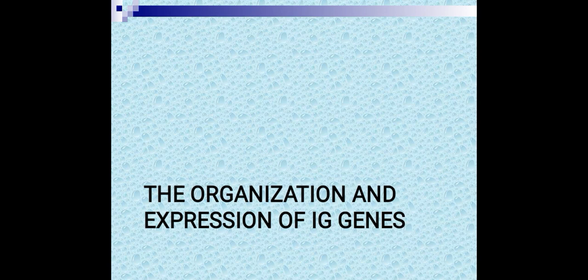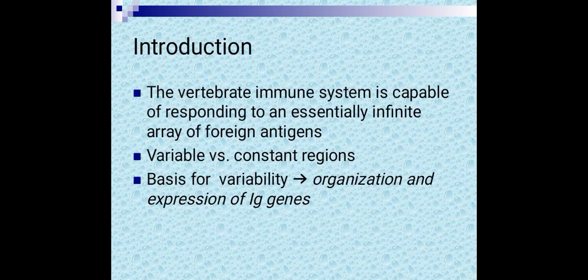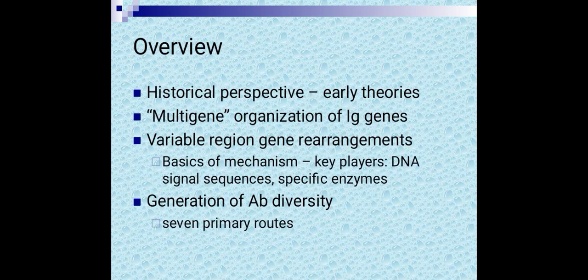The organization and expression of Ig genes. The vertebrate immune system is capable of responding to an essentially infinite array of foreign antigens. Variable versus constant regions are the basis for variability, organization, and expression of Ig genes.